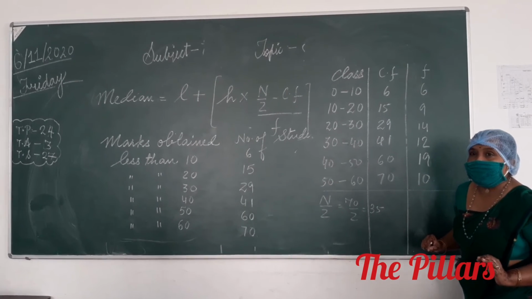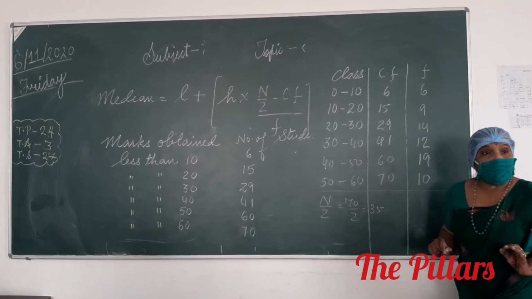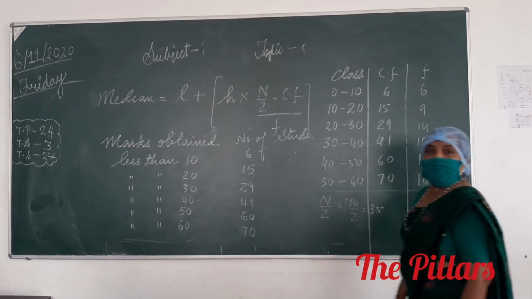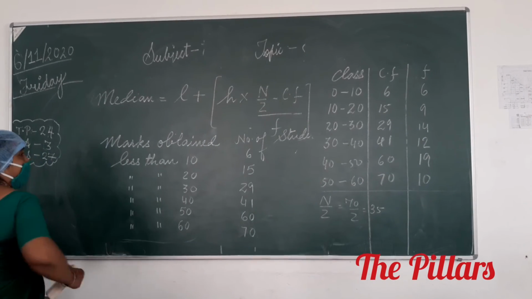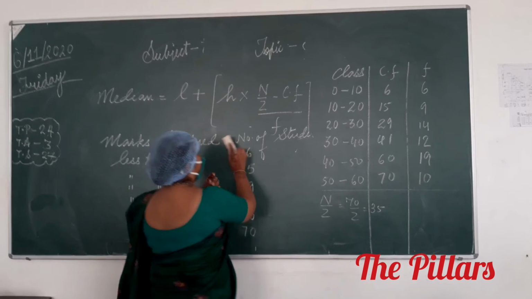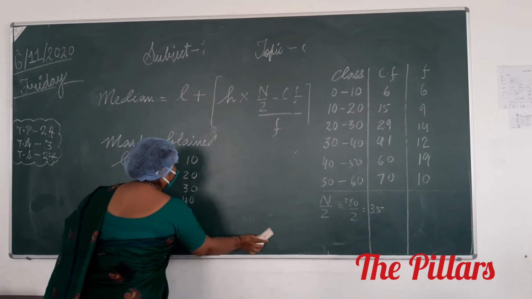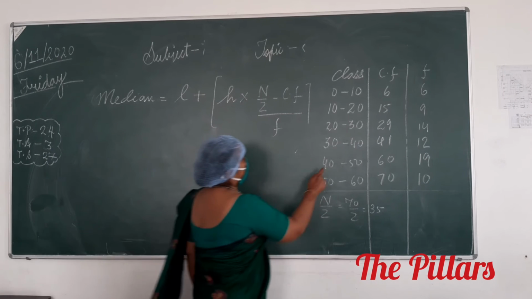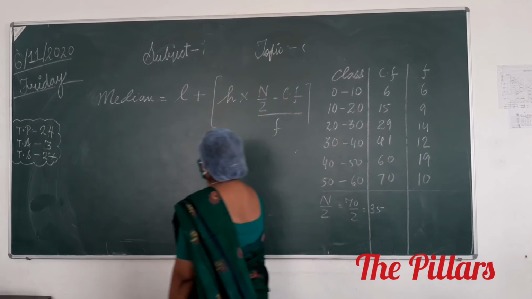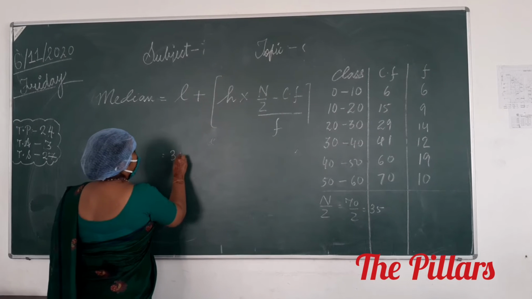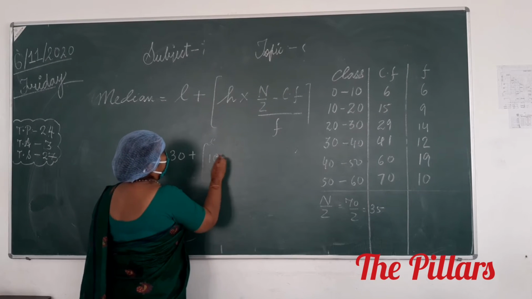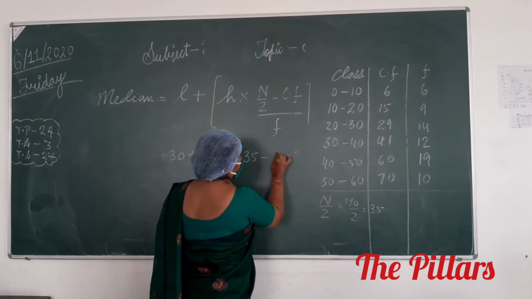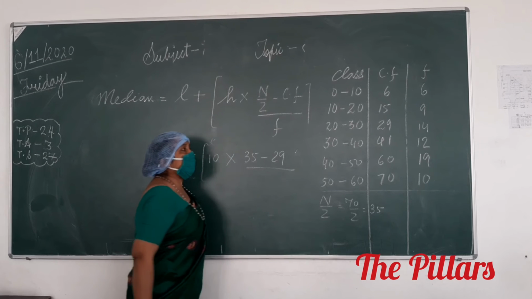Now the median class is 30 to 40. What will be your L here? 30. Very good. What is the H here? 10. Keep writing. L is 30 and your H is 10. Very good. How did you choose it? Preceding class. Very good. So preceding class is 29. L is 30 plus H is 10 into N by 2 is 35 minus preceding class is 29, upon what is F?